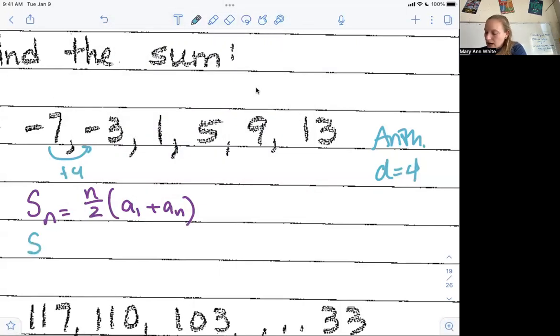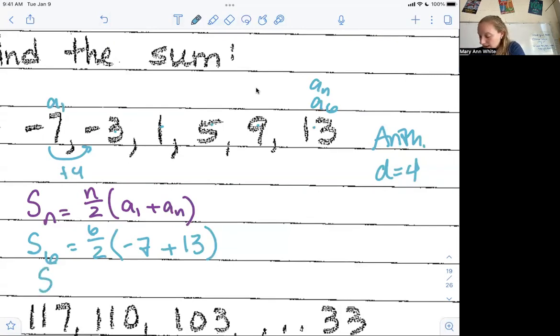S sub, how many terms do I have? 1, 2, 3, 4, 5, 6. I've got 6 terms. So S sub 6 equals 6 over 2 times a1, that's my first term, plus a sub n, which is my last, my 6th term, or my nth term, whatever makes you happy, 13. Now we just take that and simplify. S sub 6 equals 3 times, negative 7 plus 13 is 6, and 3 times 6 is 18. So the sum of those 6 terms is 18.